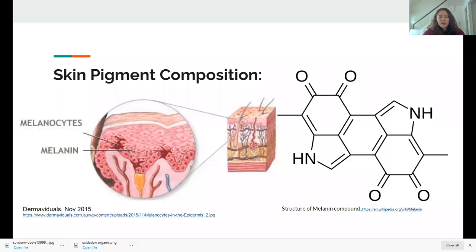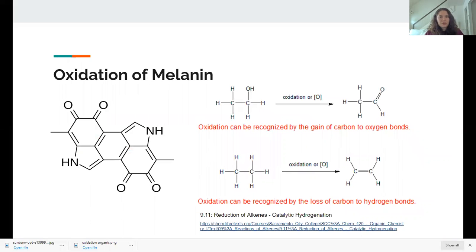Now, our skin pigment composition is made up of cells called melanocytes. These cells contain a compound called melanin. This compound is a defense mechanism the body uses to reflect UV lights, so it's basically our natural sunblock, or it absorbs UV lights. And this absorption of the UV ray will cause the electrons to become very excited. And one electron will be released and become a radical, which is a very reactive electron in the compound.